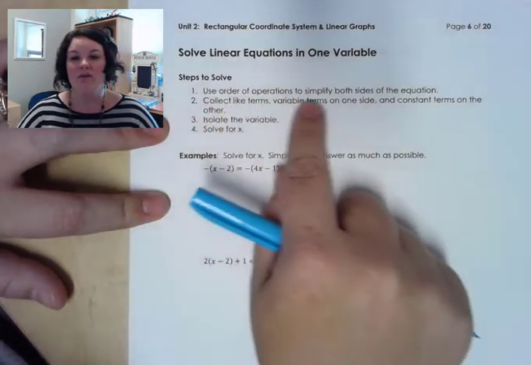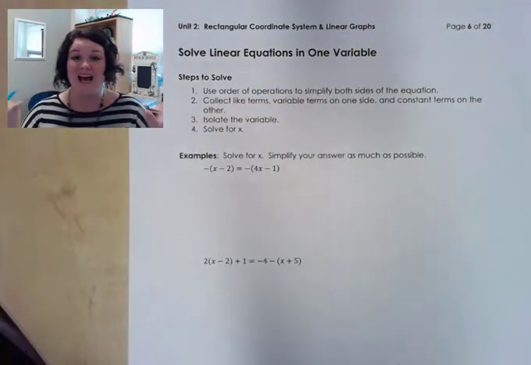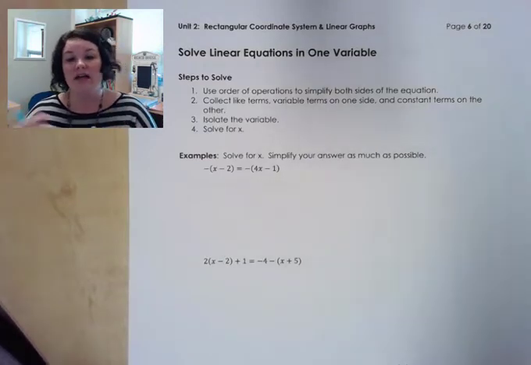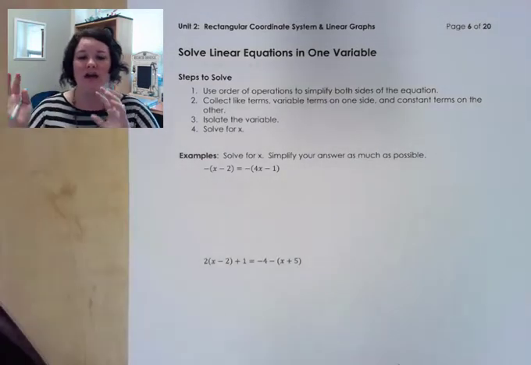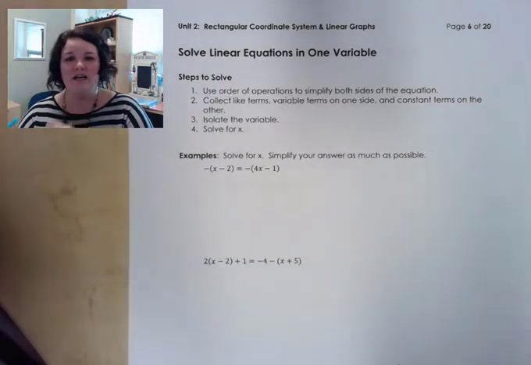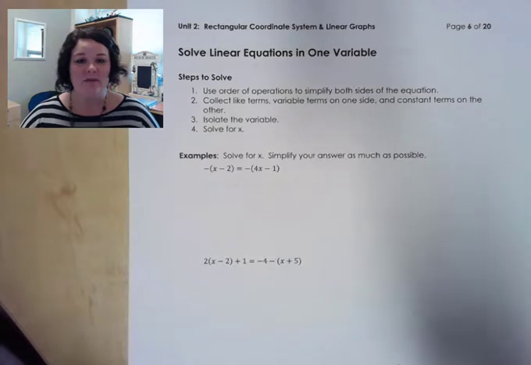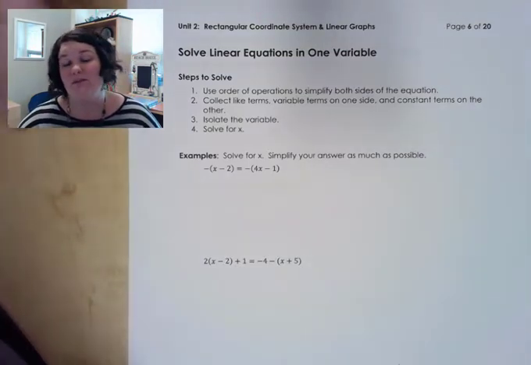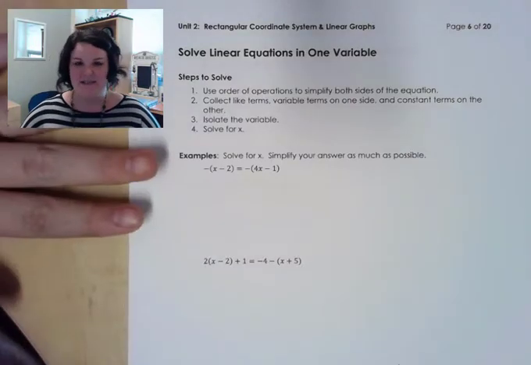We're going to use the order of operations to simplify both sides first. Okay, and then what we want to do is collect all of our like terms. So all of our x terms go on one side, all of our constant terms go on the other side, so that we can isolate that variable, okay? And then we just solve for x by getting rid of the coefficient that might be stuck on it, okay? So let's look at some examples.